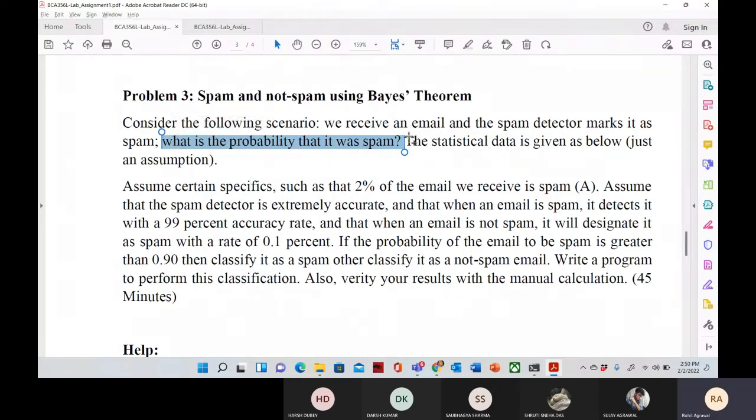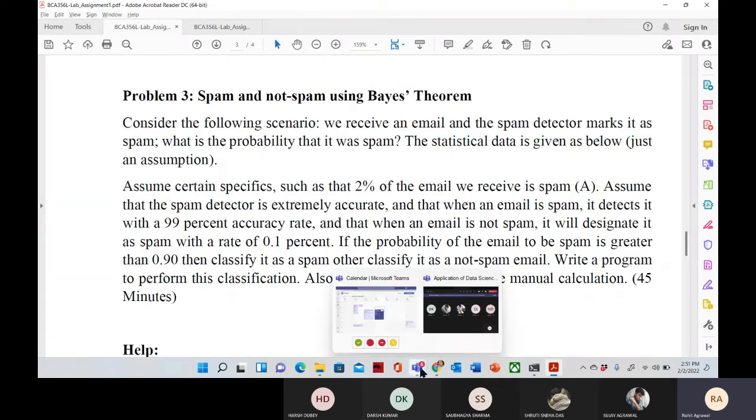The statistical data is given below, but in the real scenario, statistical data is not given. You have to design your own statistical data. Whenever you learn machine learning algorithms, you will see how to design this statistical data based on the content.